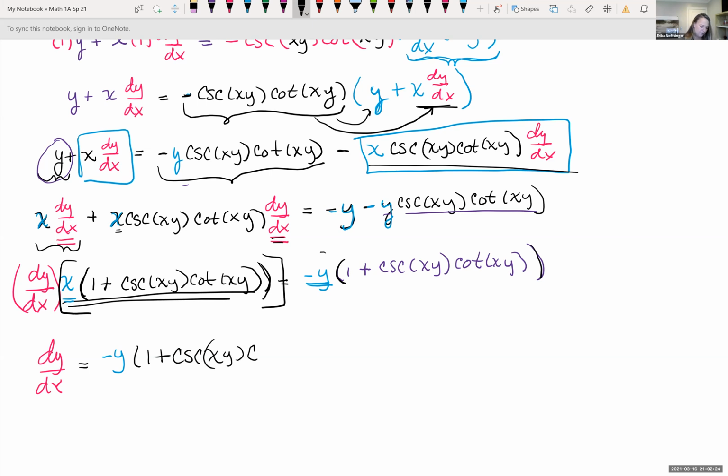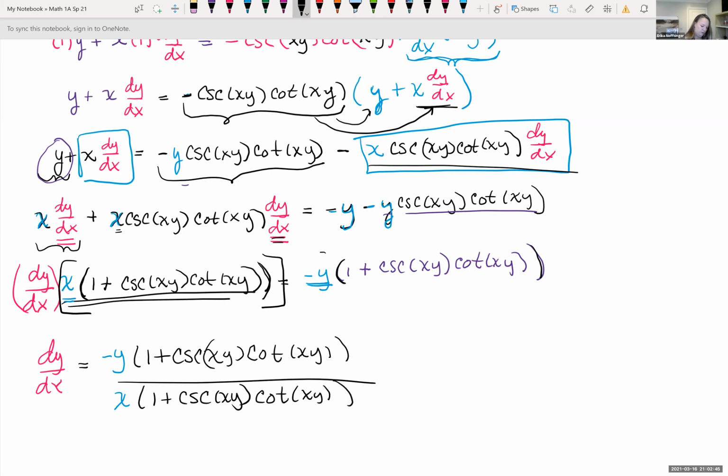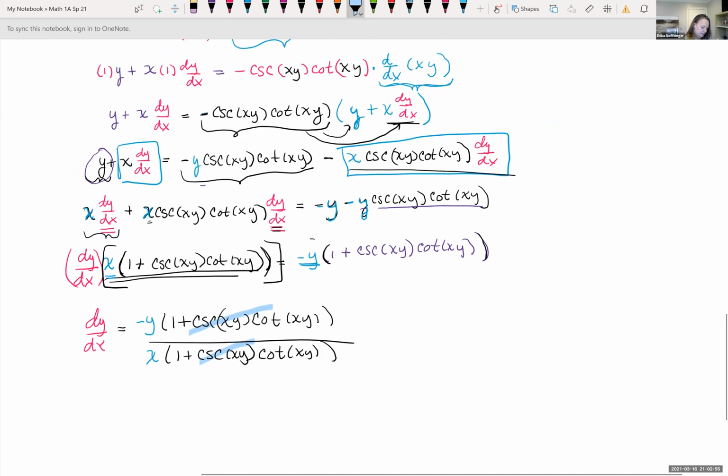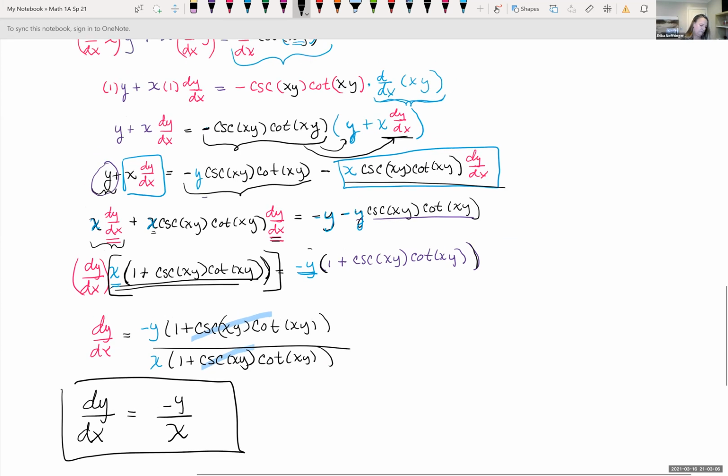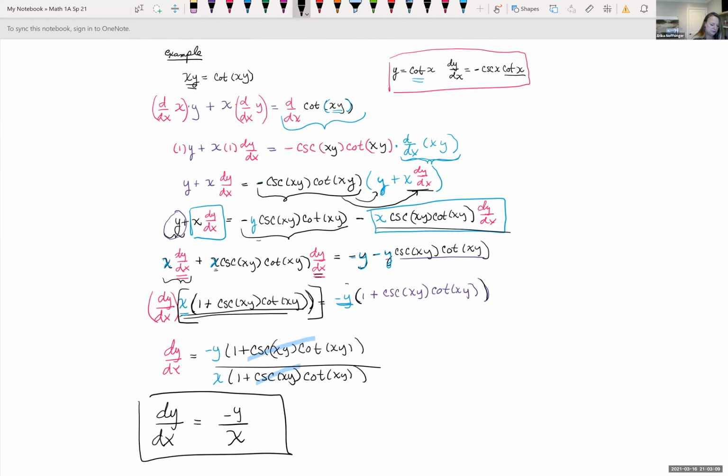Okay, so I'm just rewriting what I have on the right-hand side of the equation. I'm dividing both sides by this x, and then this 1 plus cosecant xy, cotangent xy. Those parentheses cancel out with one another. And we're left with dy dx is equal to negative y over x. And that was the derivative of this xy equals cotangent xy.